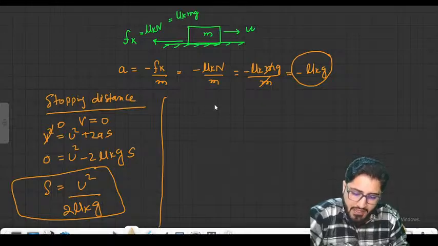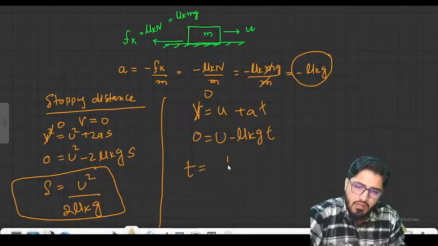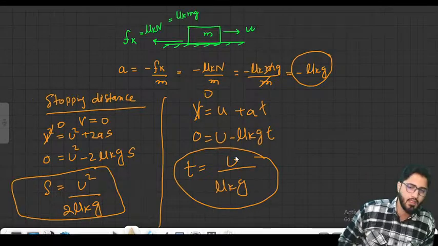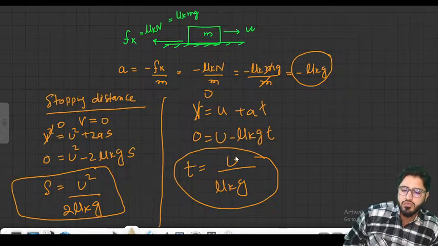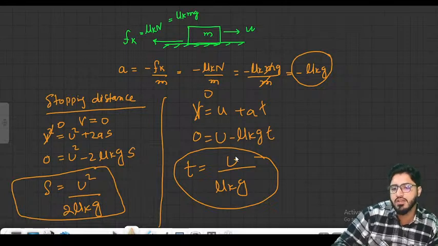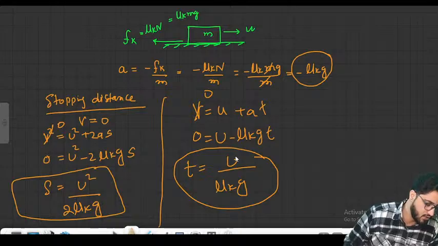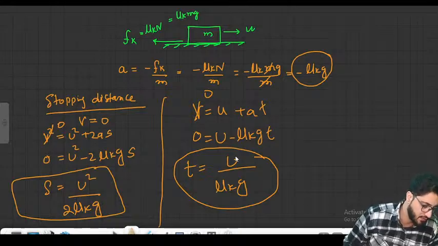If I write stopping time, v equals u plus at. v is 0, so 0 equals u minus nu k g t. So t came out to be u divided by nu k g. This is stopping time. So stopping distance is u square by 2 nu k g, and stopping time is u divided by nu k times g. Done? Any issue with this particular numerical or derivation? Is there any doubt with the particular derivation?